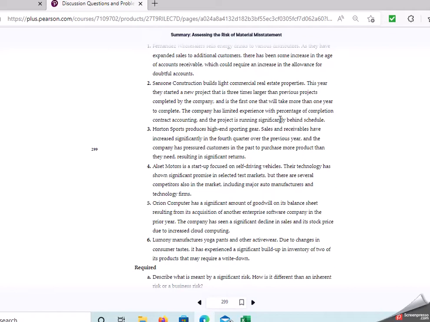Okay, then our next one, number 3, Horton Sports produces high-end sporting gear. Sales and receivables have significantly increased in the fourth quarter over the previous year, and the company has pressured customers in the past to purchase more product than they need, resulting in significant returns.